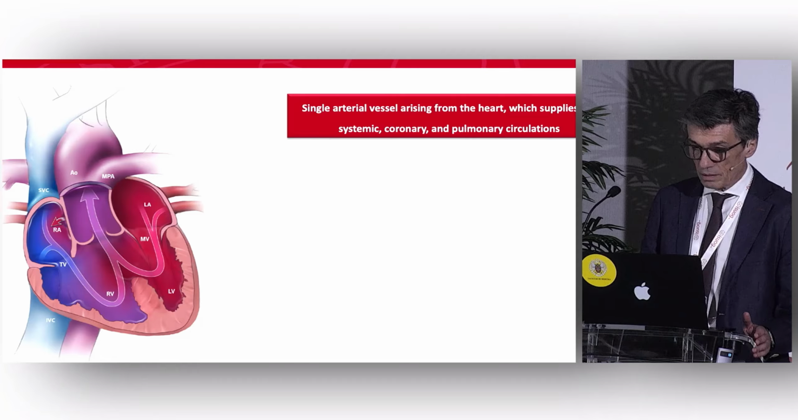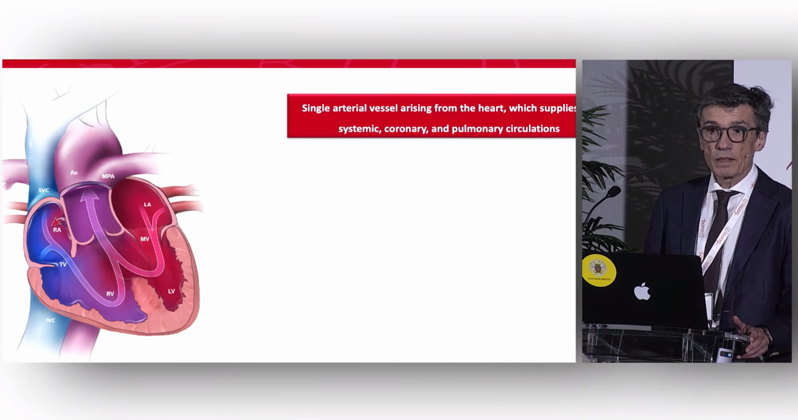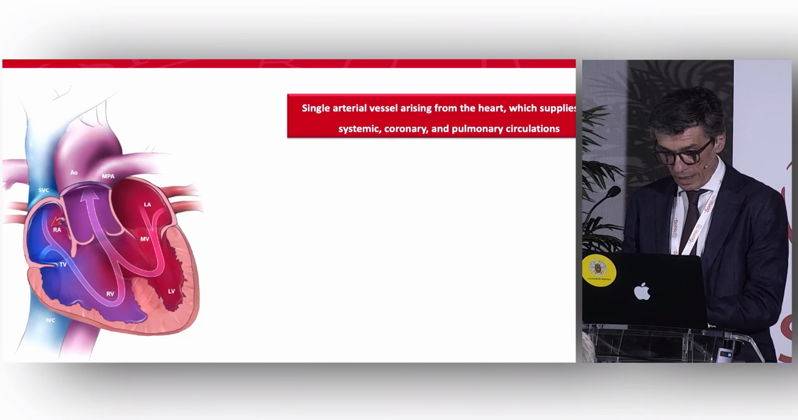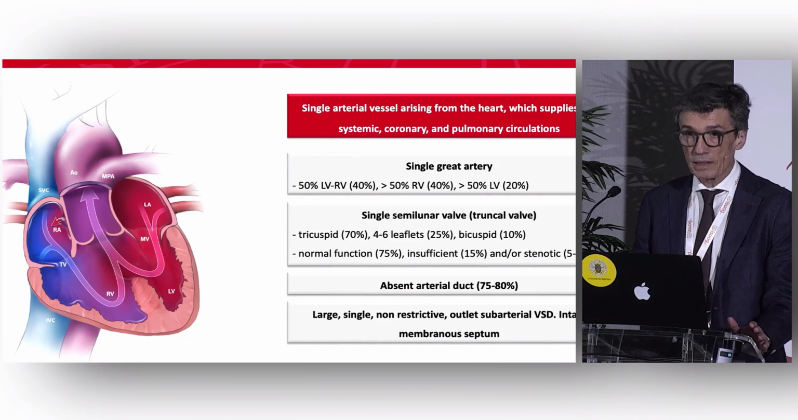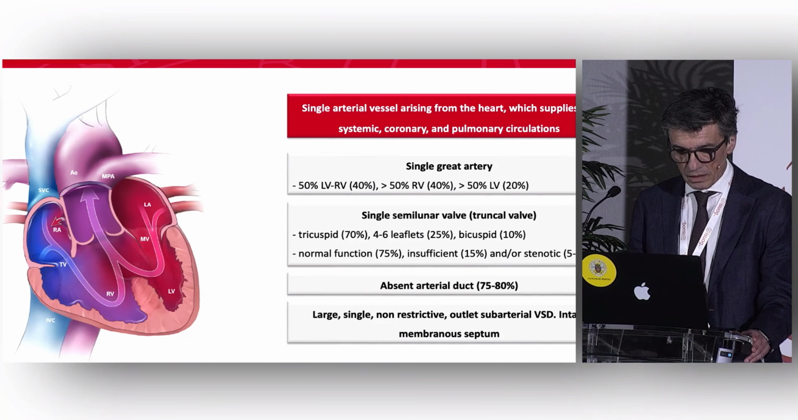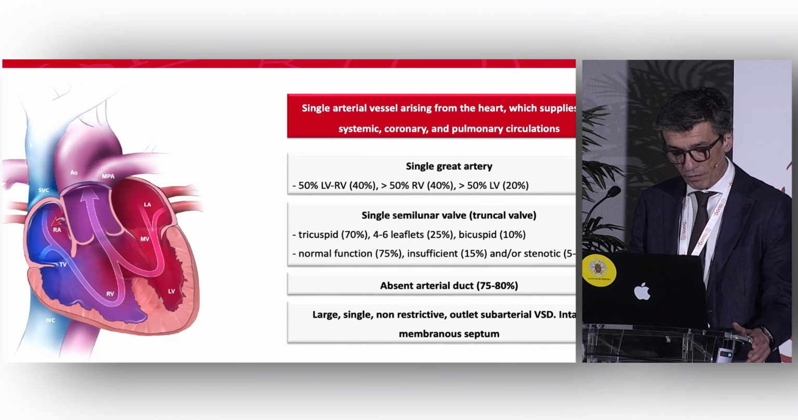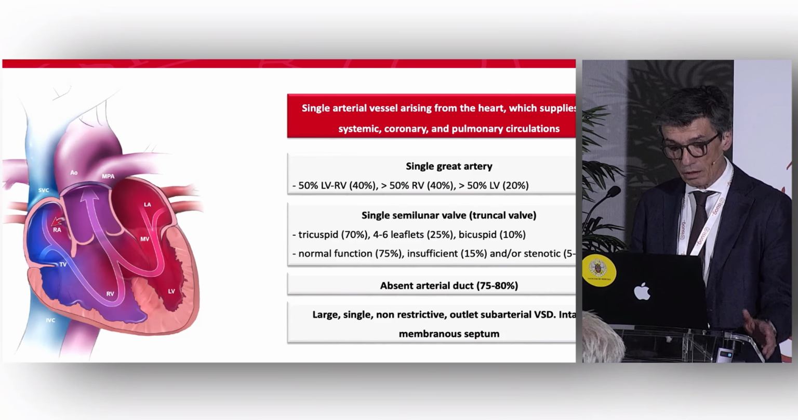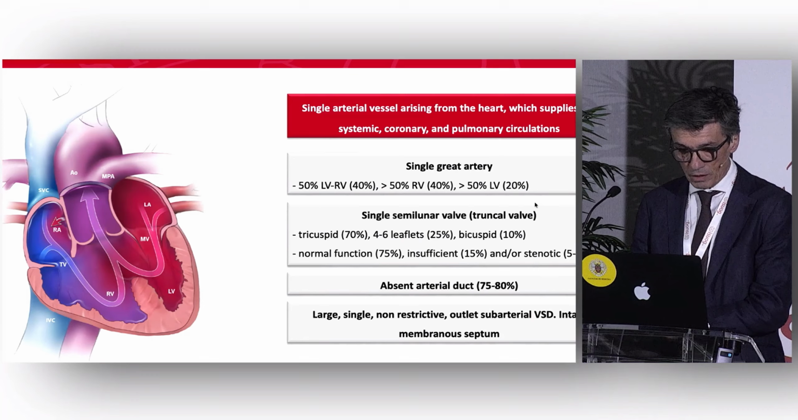The first one is that there is only one single arterial vessel arising from the heart that supports the systemic, pulmonary, and coronary circulations. And there is only one great artery that in at least 40% of the cases arises equally from both ventricles, the right and the left. In up to 40% of the cases it emerges mainly from the right ventricle, and in the remaining 20% mainly from the left ventricle.